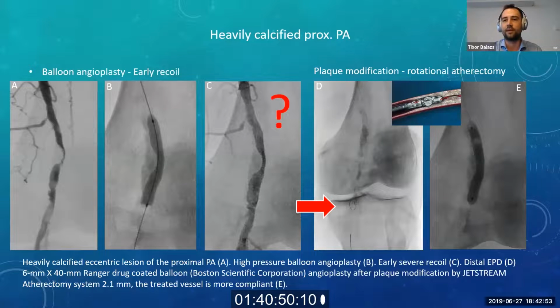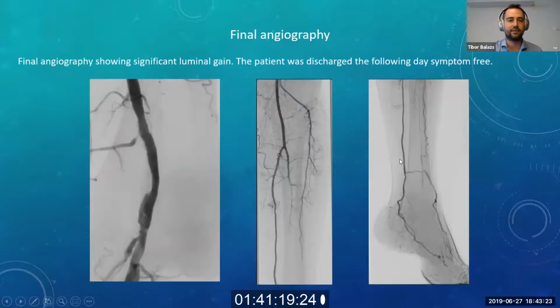So after the filter placement, we use the JetStream 2.1 to remove the calcium, and you can compare the superficial calcium removal between pictures B and E. The balloon is more compliant after atherectomy. So here we see the advantage of the atherectomy. If the plaque is so heavily calcified, you are not able to move it aside, and then the better idea is to remove it to keep the flow and to have luminal gain.